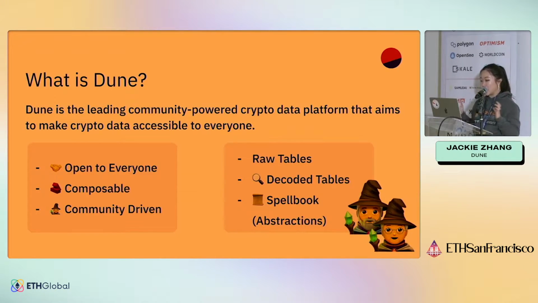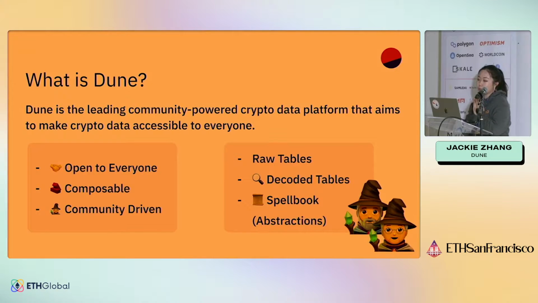So basically, in aligning with the Web3 ethos, it's open to everyone, and it's composable, so you can build Lego style, building on each other's work. I can show a little bit more later. And then it's very community driven. Everyone is here to build with everyone else, and we're all here to help each other. So that is Dune, together with the Web3 ethos.